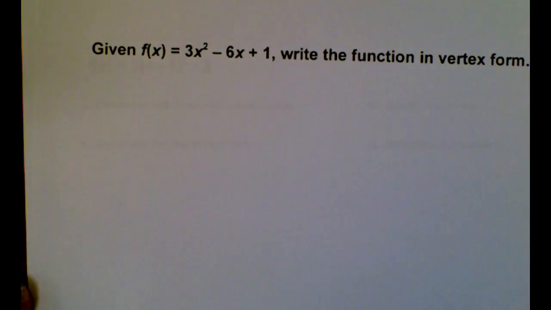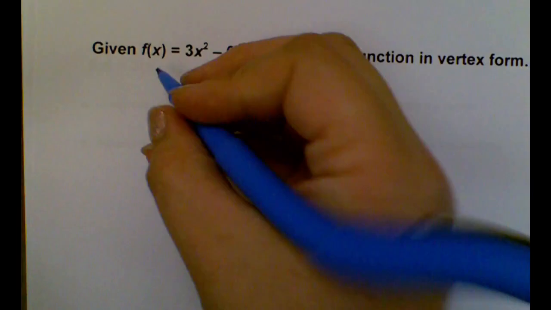All right, another one to write into vertex form. I'm going to start by separating my x values.